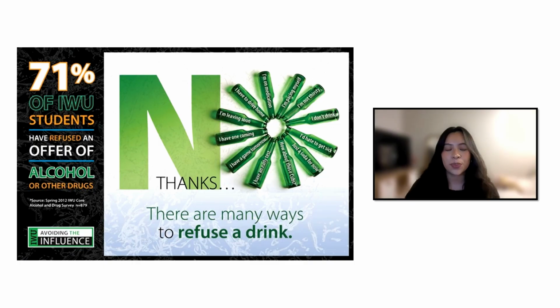So here's another example. This one has a very clear message. It has a positive statistic, and this one is also especially powerful as it also provides a refusal strategy. Within your Coug Speak campaign, you do not need to have a refusal phrase. This is just an example of how campaigns can also add supportive messaging. So this one on the right side says, "No thanks, there are many ways to refuse a drink," and then it has a statistic on that left side.